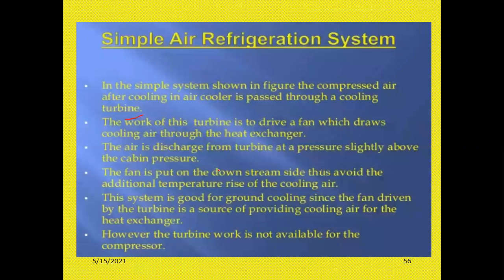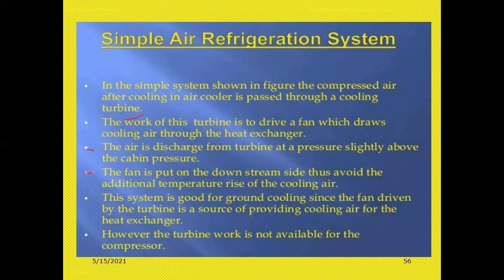Third point, the air is discharged from the turbine at a pressure slightly above the cabin pressure, right? So the air discharged from the turbine passes through the heat exchanger at a pressure slightly above the cabin pressure. Next, the fan is put on the downstream side, thus avoiding what? The additional temperature rise of the cooling air.